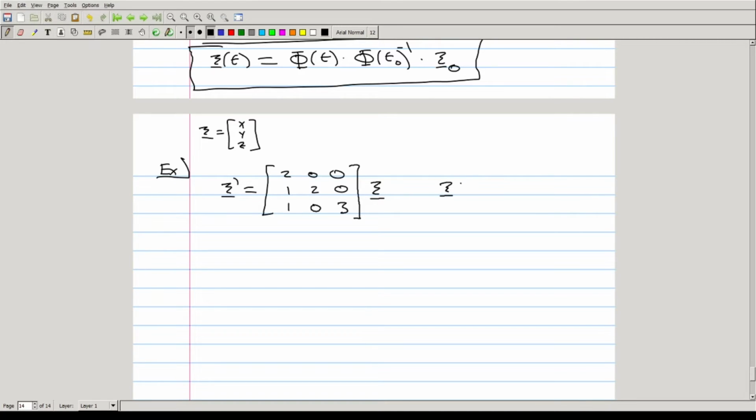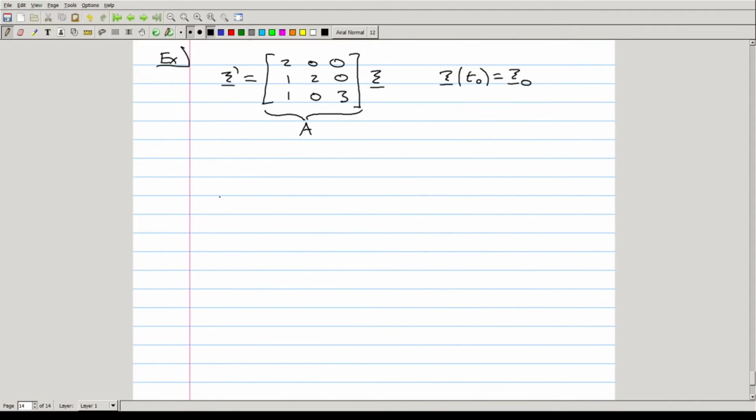For some initial condition, xi of t naught is equal to xi naught. So the coefficient matrix is A, and the characteristic polynomial, p of lambda, will be equal to the determinant of A minus lambda I, which in the case of a 3 by 3 matrix is a little bit more complicated to calculate.